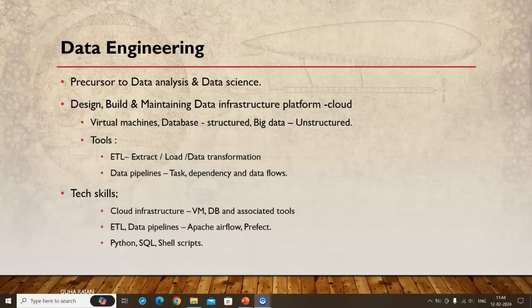If you look at the technical skills you require to be a data engineer, they are cloud infrastructure, ETL or data pipelines, then Python, which is extensively used these days, SQL, and shell scripting as well. So these are the skills one needs to have. That's more on the technical side. For a data engineer, you need to have these skills as far as data engineering is concerned.